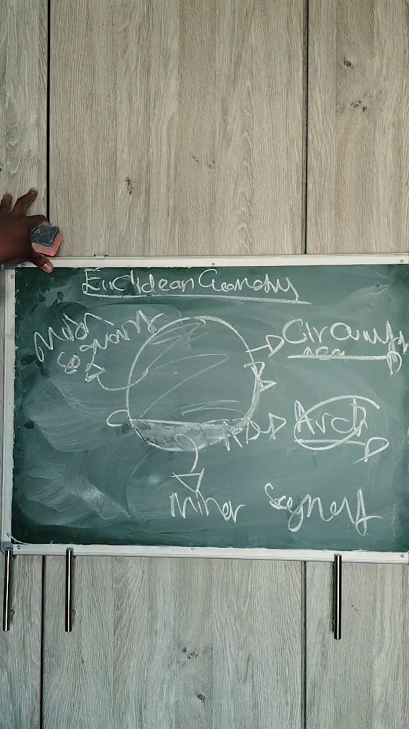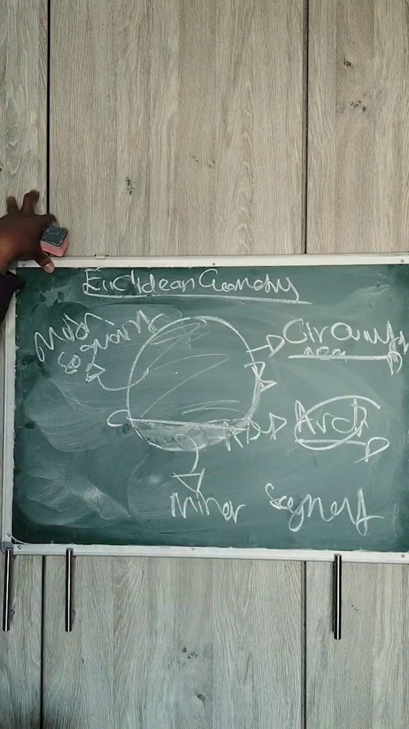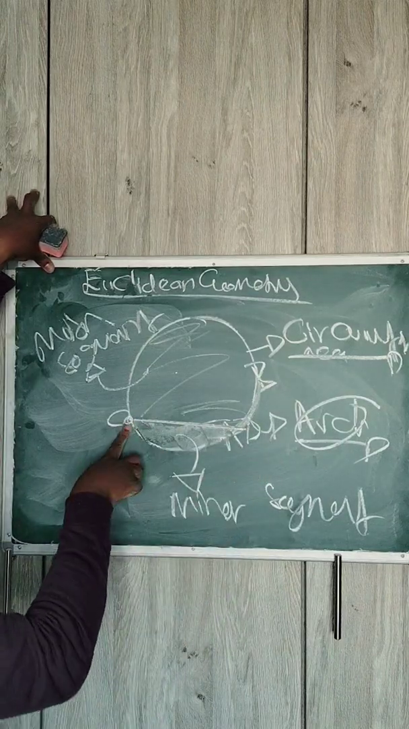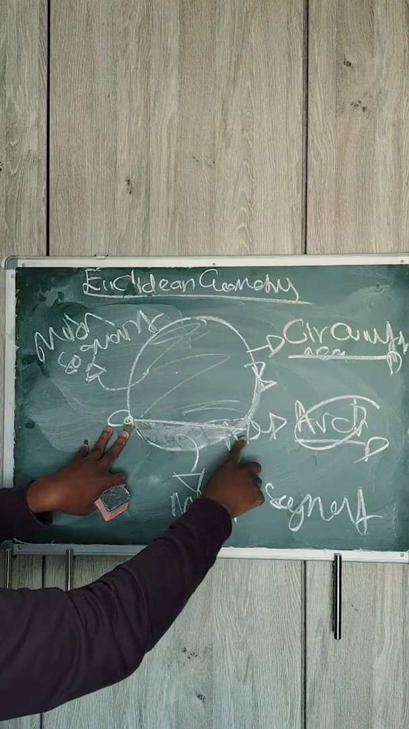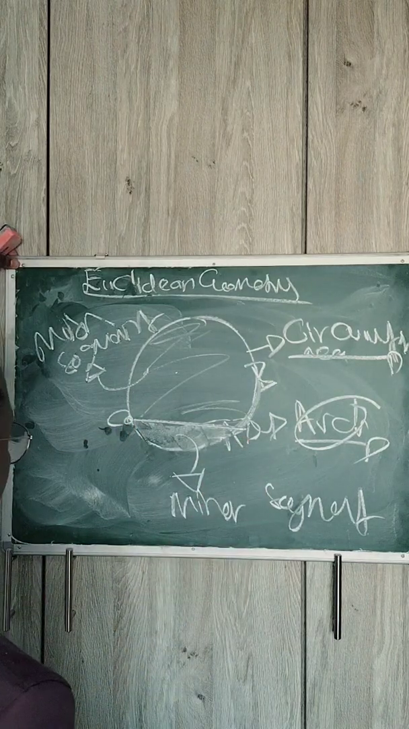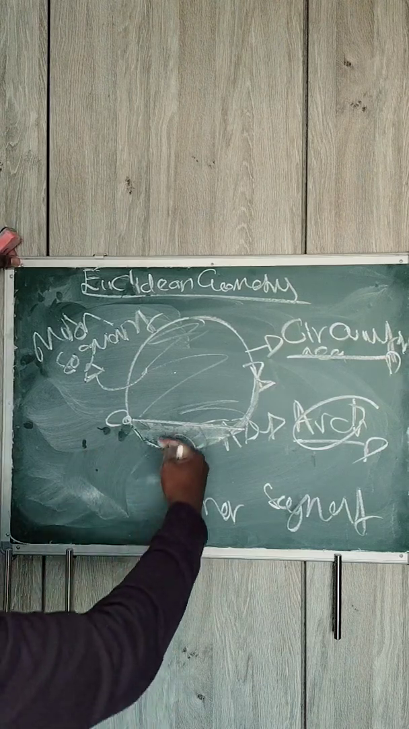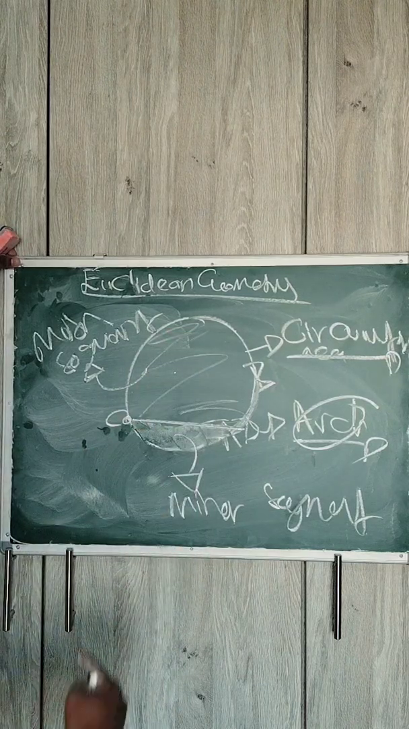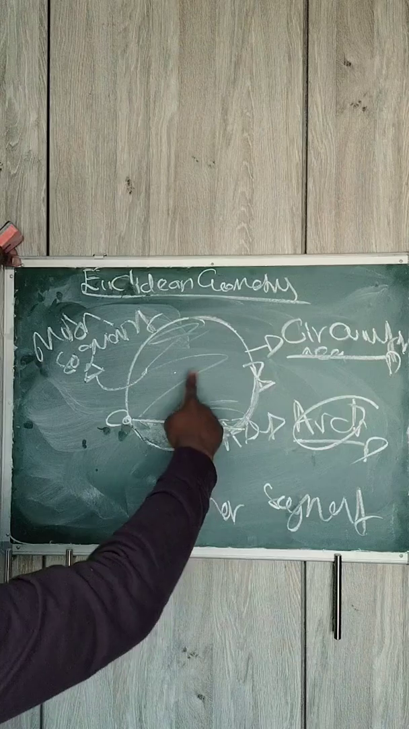I hope this makes sense, guys. As I said, this is a chord. What does it do? It's drawn from one point of the circumference to the other point of the circumference. That's how we know it's a chord, okay? And what does it usually do? It cuts the circle into two parts, not equal parts, but two parts: minor segment and major segment.